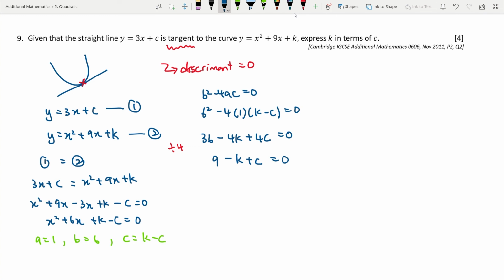We are asked to express k in terms of c, meaning we need to make k our subject. Hence, we need to separate the k from the other terms. k is equal to 9 plus c.